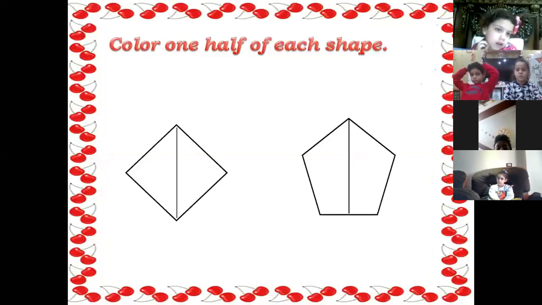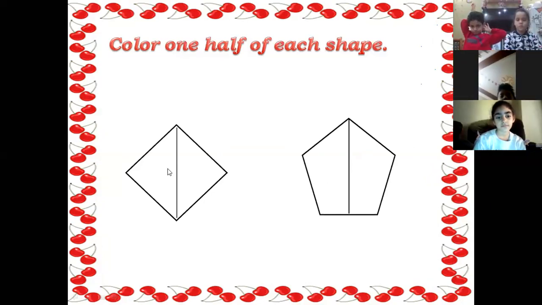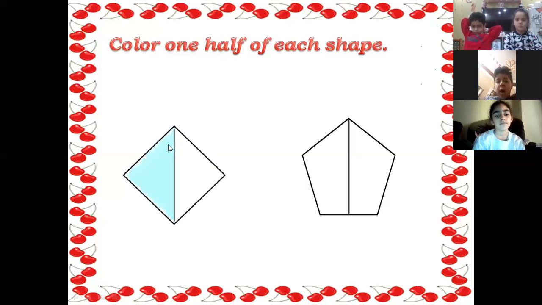It's easy, guys? Color one half of that diamond, Talia Ahmed. To color one half of that diamond, you need to color how many parts of the two parts? One. Only one part. Right now we colored one half of that shape.